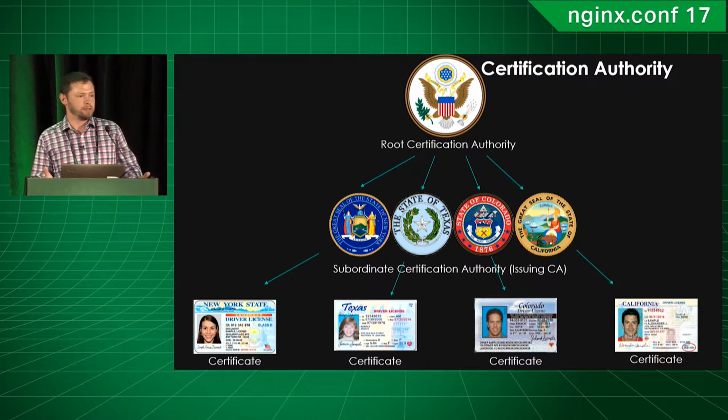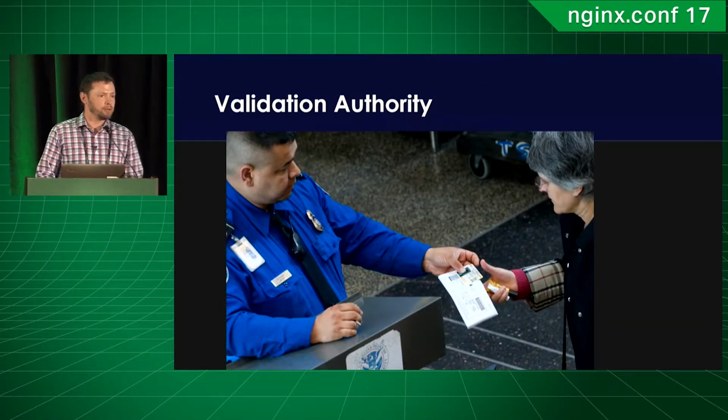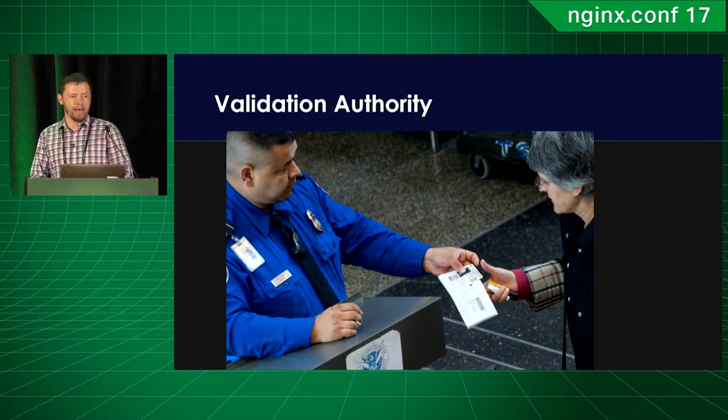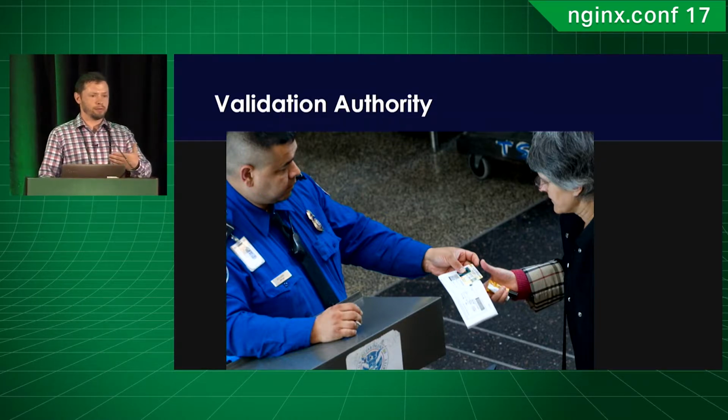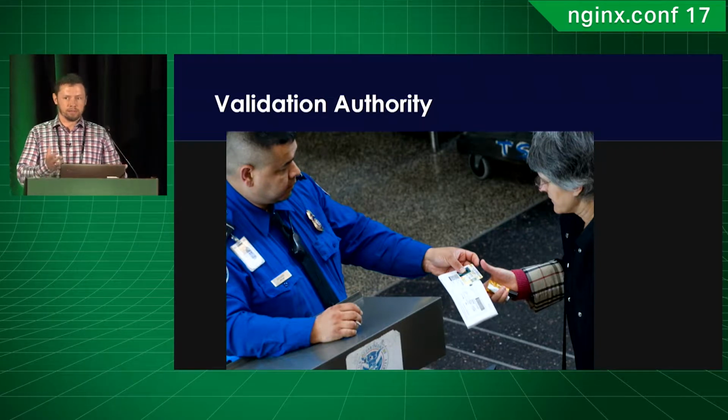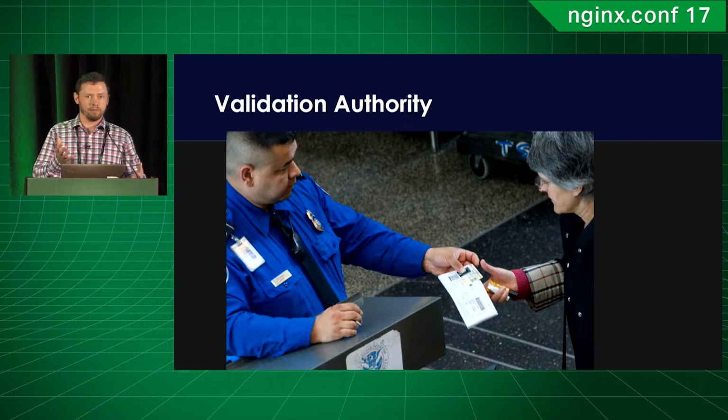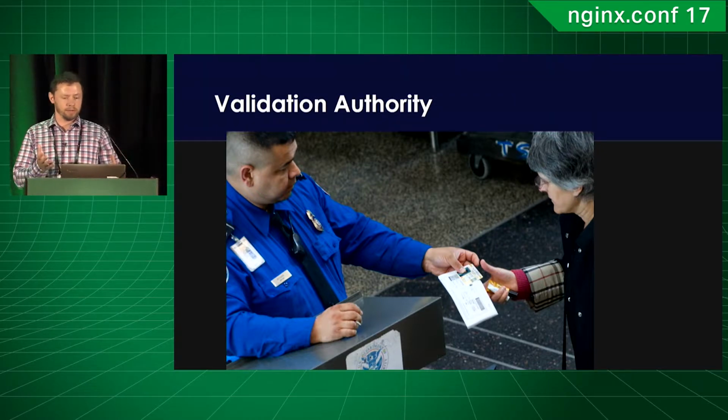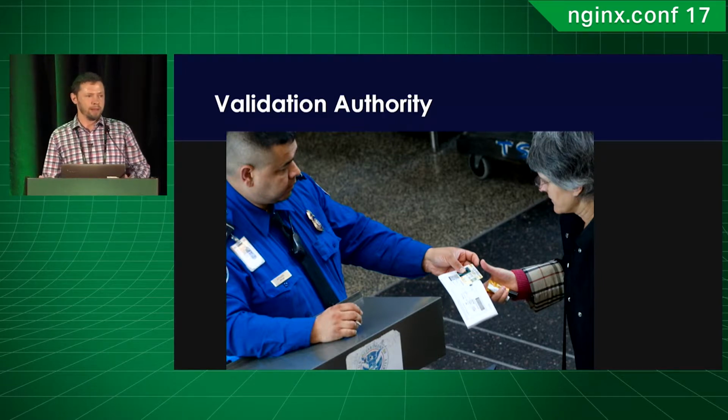What you can do next with this driver's license? You can go to the bar, or you can go to the airport to try to get on the plane. And some guy will verify your driver's license. This guy is the validation authority. He is checking that your certificate is well formed and that it has all the valid attributes, that your driver's license is not expired, and if it's not expired, if it looks legit, he will let you in.